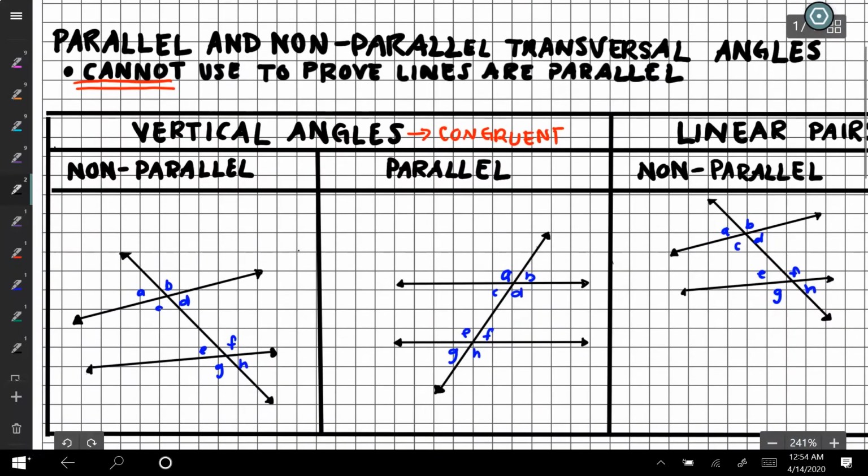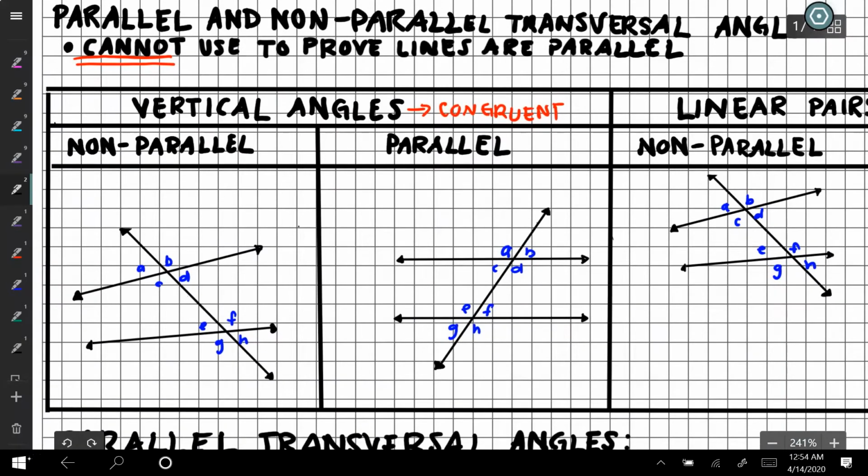Alright, so we're going to start with looking at vertical angles. If you remember from our angle pairs lesson, vertical angles are angles that are across from each other and congruent. So we're going to go through and label these on our diagram here. We're going to start with a non-parallel example. Angles A and D are vertical. Angles B and C are vertical. Angles E and H are vertical. And angles F and G are vertical.